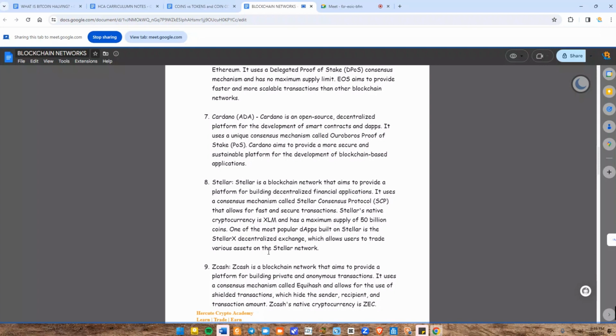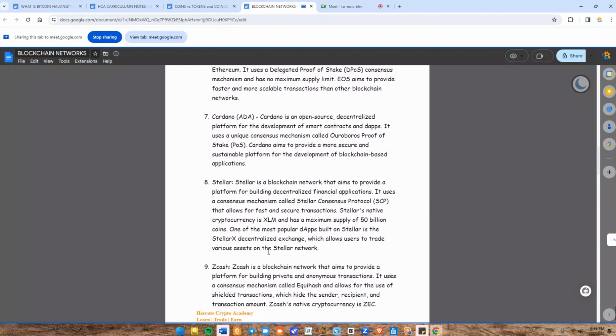So they have their own decentralized exchange, the Stellar X decentralized exchange, and you can see almost all of these projects are revolving around the same thing: decentralized applications, faster transactions, secure transactions, maybe lower fees, you know. Then we have Zcash. Zcash is a blockchain network that aims to provide a platform for building private and anonymous transactions.